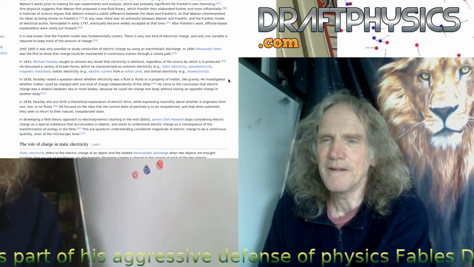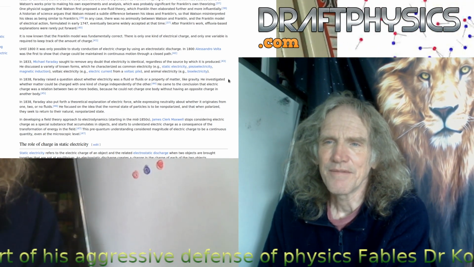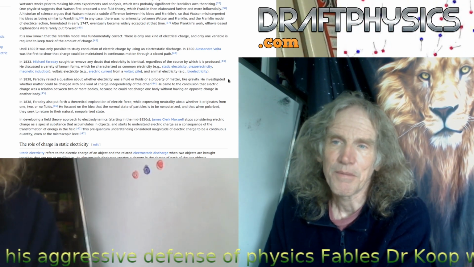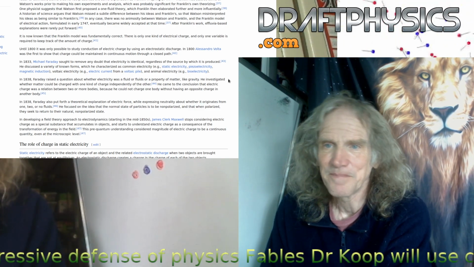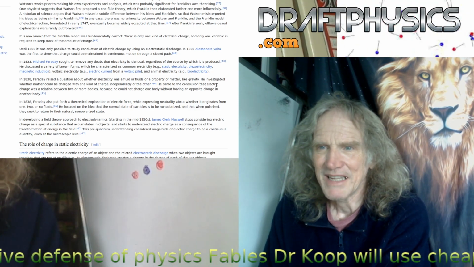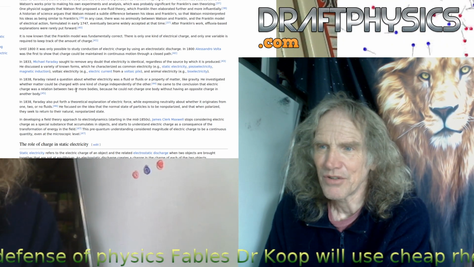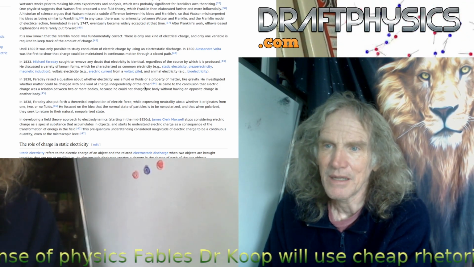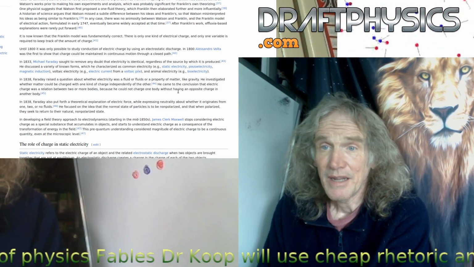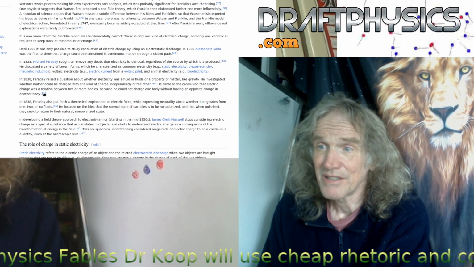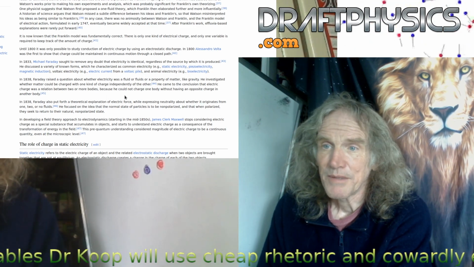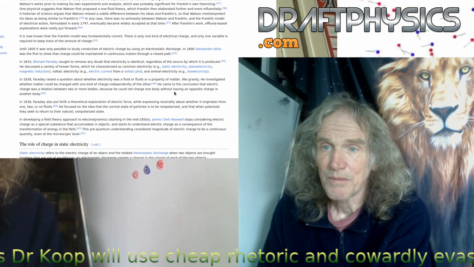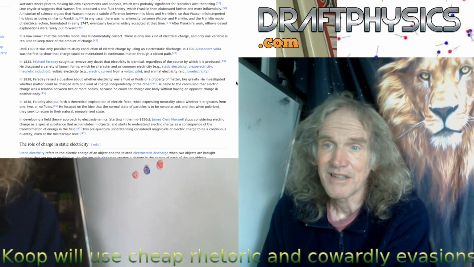And so the idea of it flowing is the only part they should have thought about instead of using words like fluid. Like gravity, he investigated whether matter could be charged with one kind of charge independently of the other. He came to the conclusion that electric charge is a relation between two or more bodies because he could not charge one body without having an opposite charge in another body.